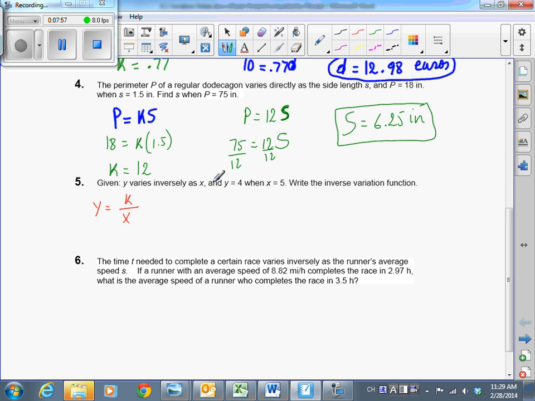Alright, and it says, and y equals 4 when x equals 5. In other words, 4 is equal to k over 5. So what is the value of k if you cross multiply? 20. So I can rewrite the whole equation as final answer on this one will be y is equal to 20 over x.